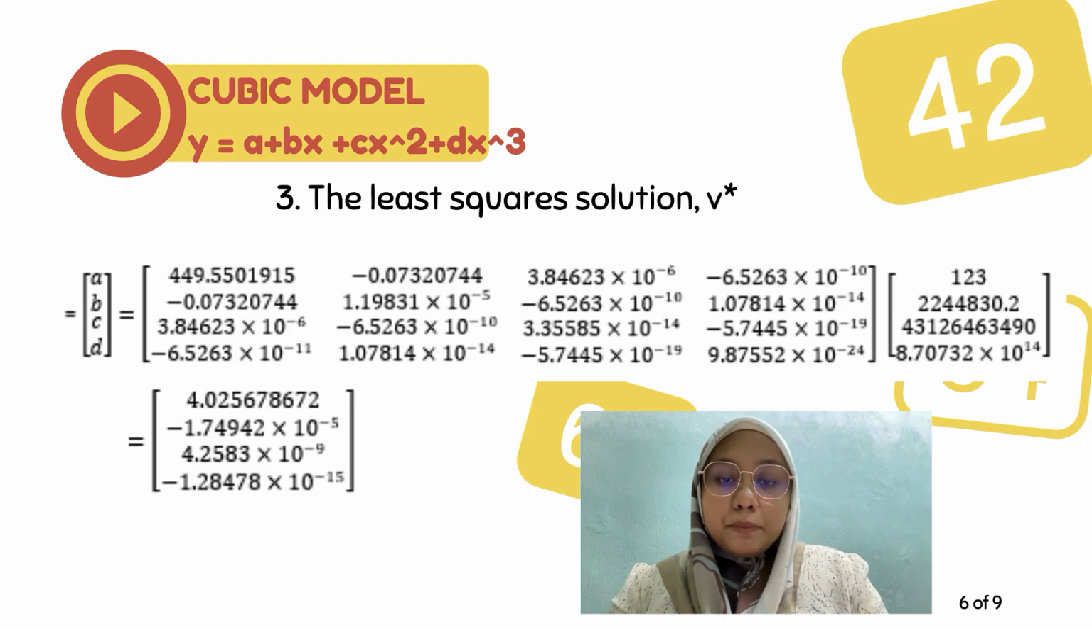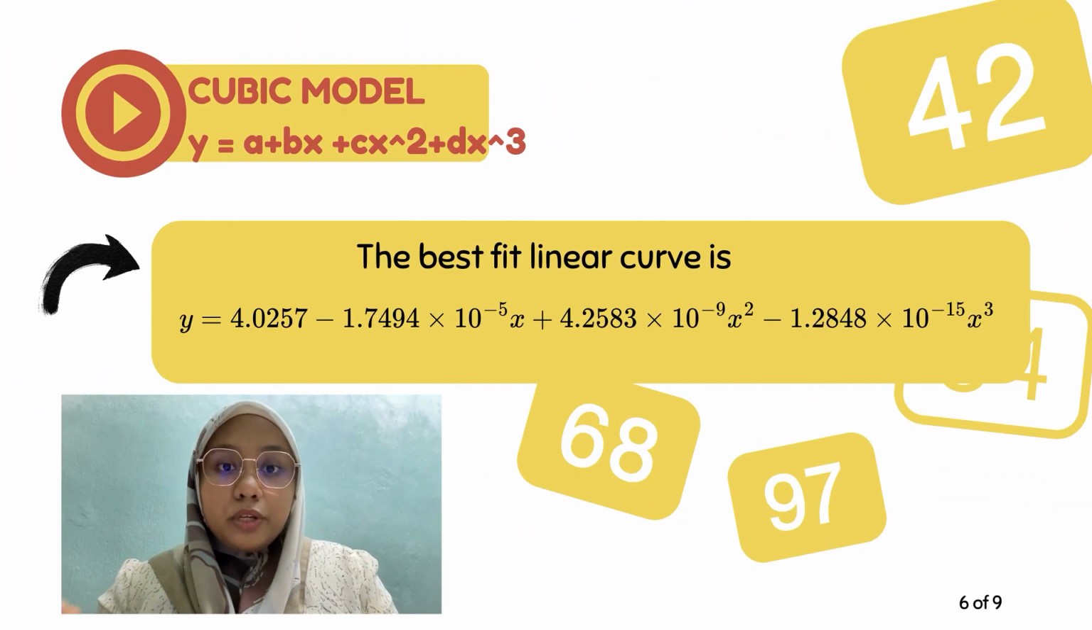The answer represents the parameters. The first one is a. a equals 4.0256. For b, negative 1.0494 times 10 to the power of negative 5. For c, 4.2583 times 10 to the power of negative 9. And lastly for d, negative 1.28428 times 10 to the power of negative 13.